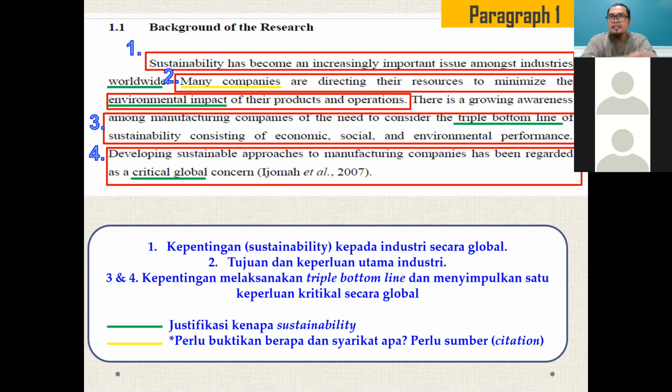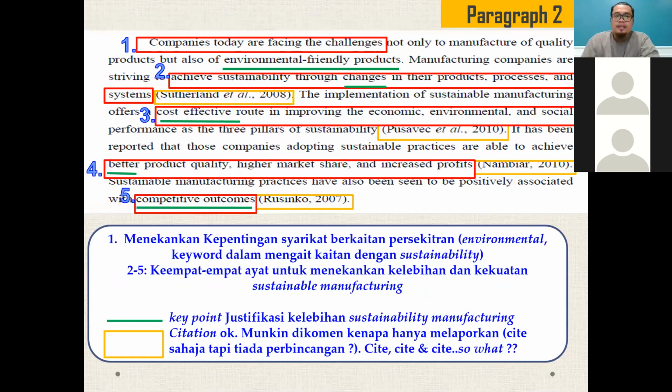Yeah, explain sustainability as a worldwide. Why we need to do a sustainability? What part? 3 area, 3 bottom line. We need to focus on the research. And this is a critical global concern. So as a researcher, we need to cover economy, social, and environmental performance. Okay, we go through the research background, paragraph number 2.